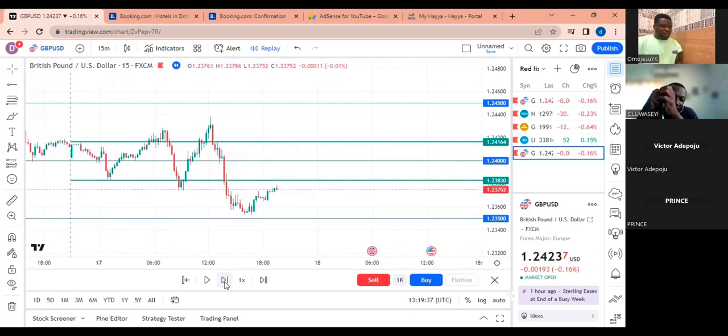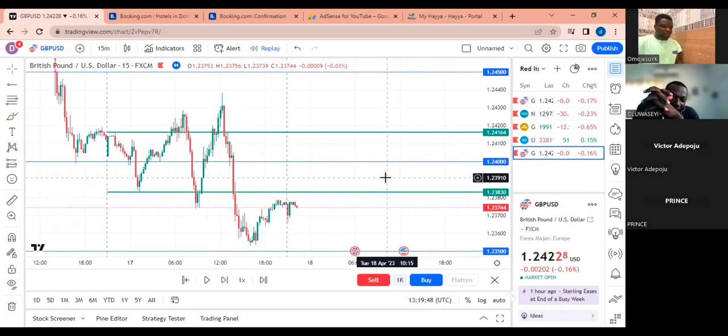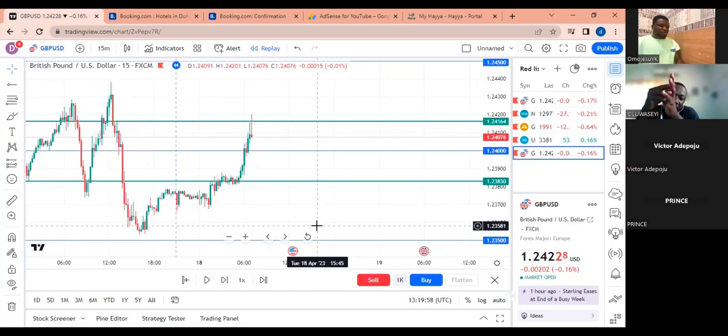We can see the reaction of the market now. Okay, so now we are on Tuesday. This is Tuesday market. So we continue. We can have a trend line. We can have our trend line.